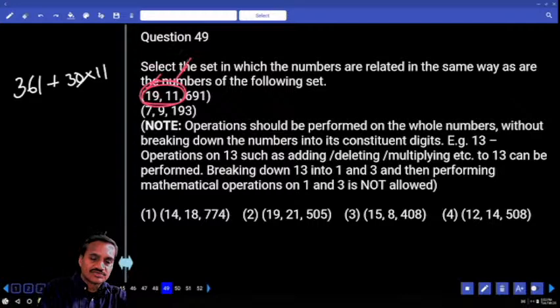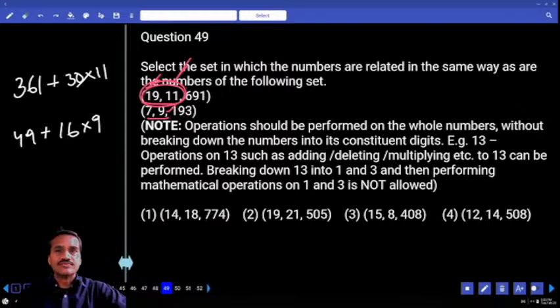And next one, 7 square, 49. Plus, next 7 plus 9, 16. 16 into 9 is how much? 144. 144 plus 49 gives 193. Right? In the same way, now we need to check this.